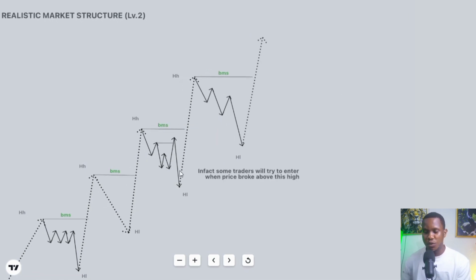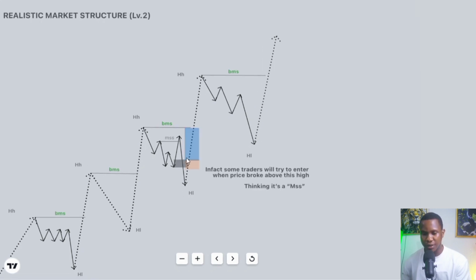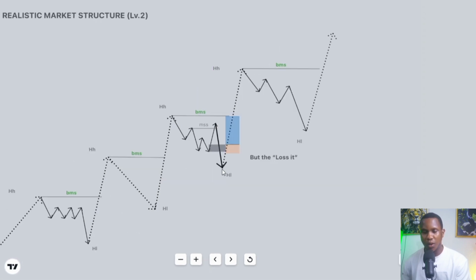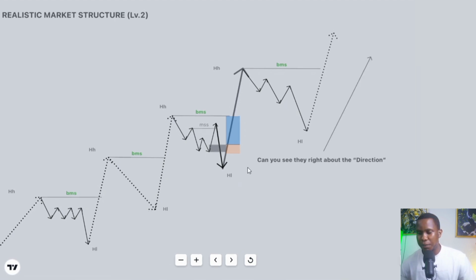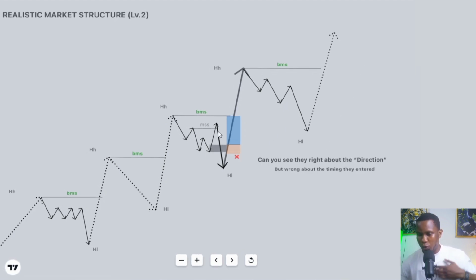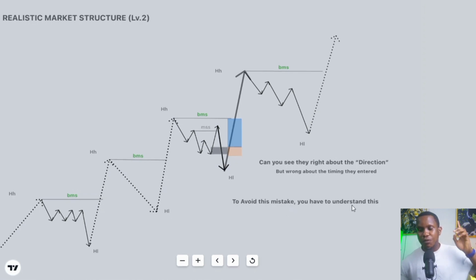In this scenario, some traders will try to enter after we broke this particular high, thinking it's a market structure shift, something like this order block here, trading to the upside. But can you see what? They lost and price action moved against their direction. These guys were right about the direction, but they were wrong about the timing they entered. So to avoid this mistake, you have to understand this.